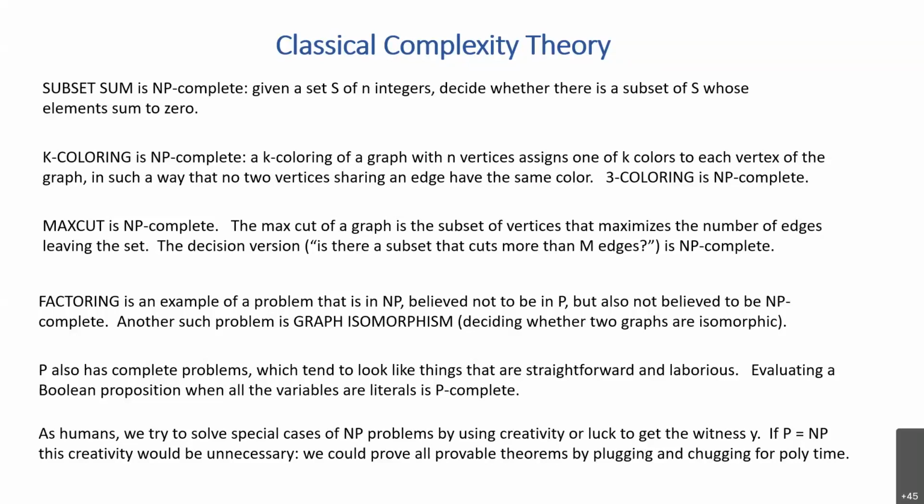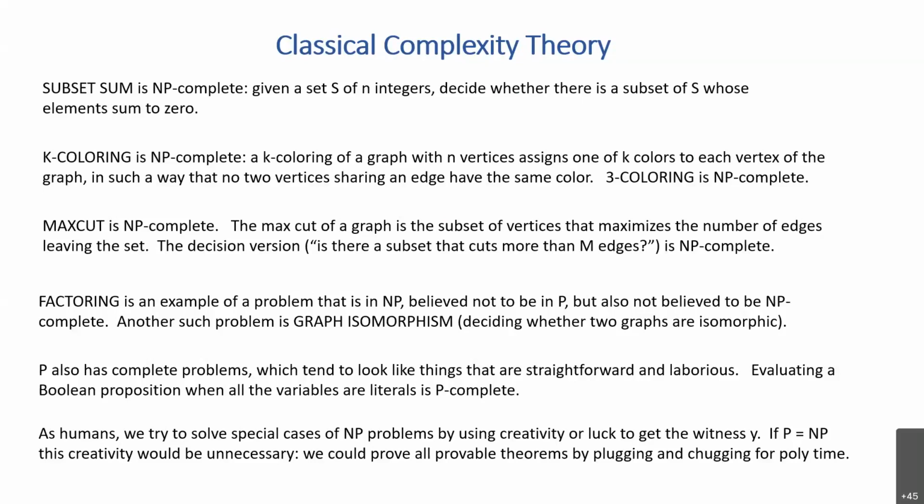Deciding whether two graphs are isomorphic is in NP because Merlin can give you the description of how you would map the vertices of one graph to the vertices of another so that you could check it's isomorphic. But it's not believed to be NP-complete. Now, P also has complete problems, and those just tend to look like things that are straightforward. So evaluating a Boolean proposition when all the variables are literals is P-complete, by that circuit argument I just gave.